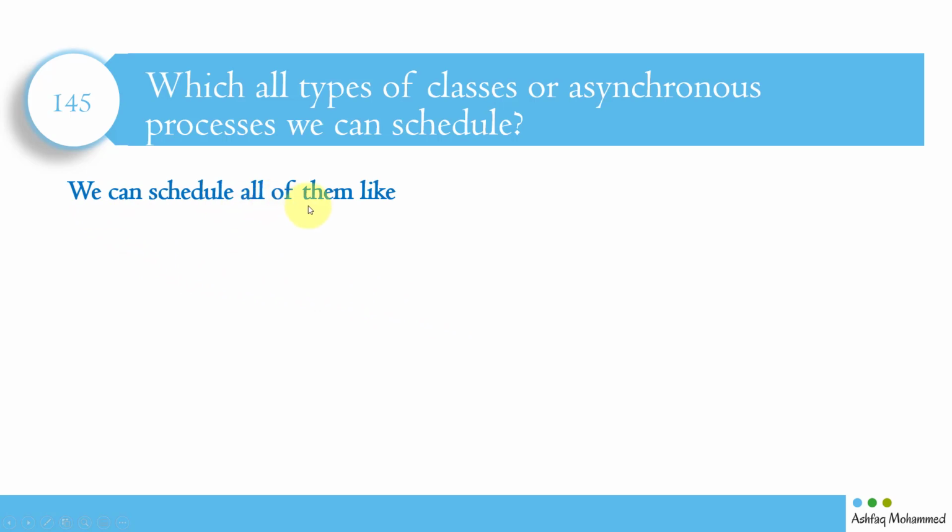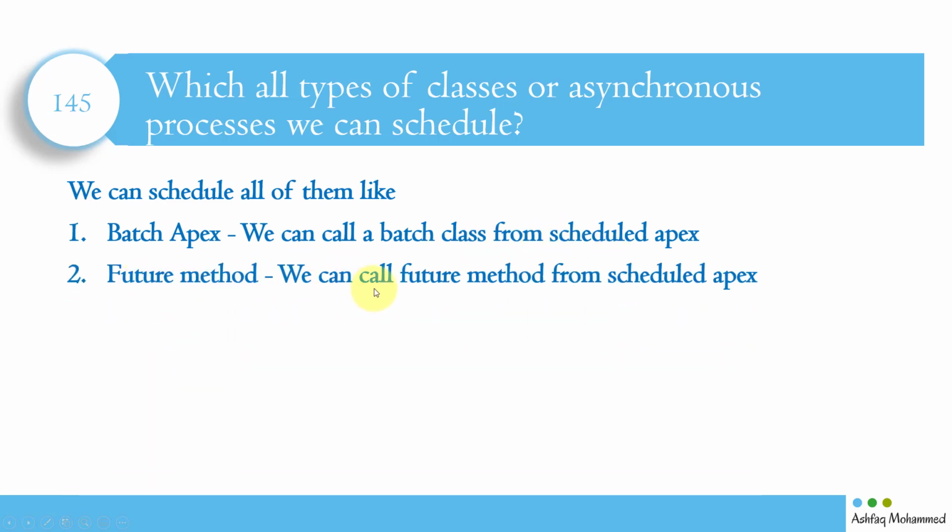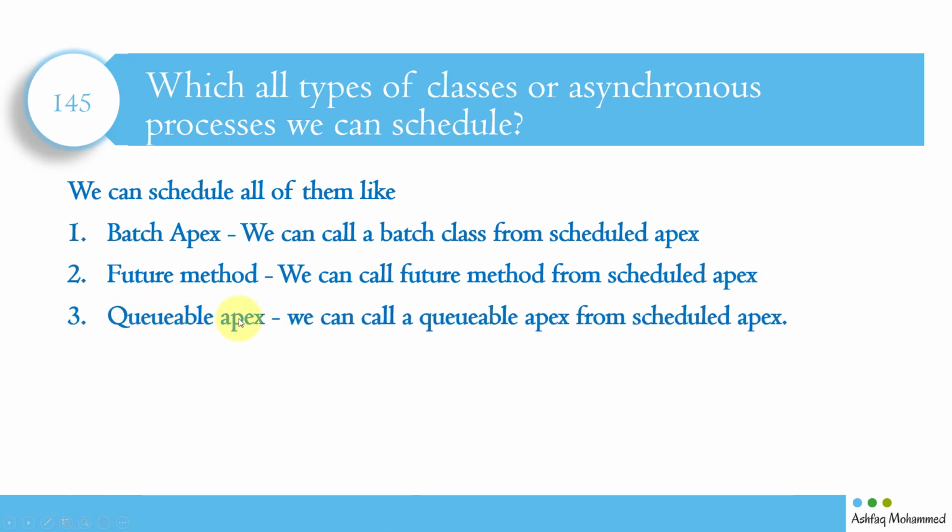We can schedule all of them. We can call a batch Apex from the schedule Apex. We can call a future method from the schedule Apex as well. And then Queueable Apex, which we have not learned so far, so we will be learning it in the next video. We can call Queueable Apex from the schedule Apex as well. But there are some pros and cons, so let's see that.